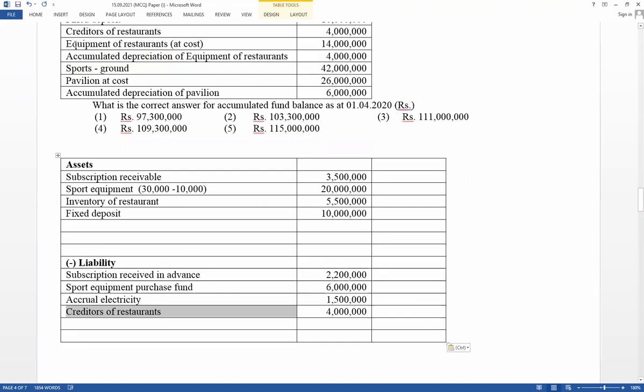And the equipment is given with cost and accumulated depreciation separately. Net book value should be included. Think about this part: cost minus accumulated depreciation. Equipment of the restaurants is also part of the sport club. Given cost and accumulated depreciation separately, the net book value should be recorded.